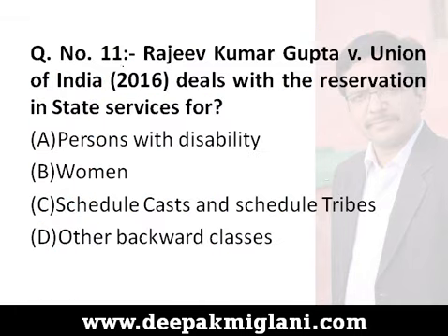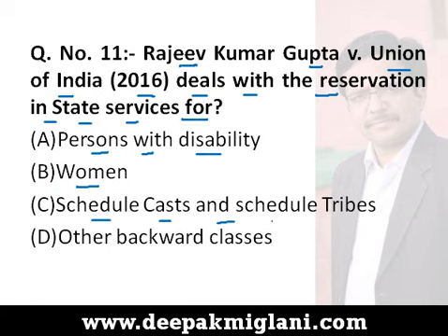Question number 11. Rajiv Kumar Gupta versus Union of India, 2016, deals with the reservation in state services. Option A, persons with disability. Option B, women. Option C, Scheduled Castes and Scheduled Tribes. Option D, other backward classes.